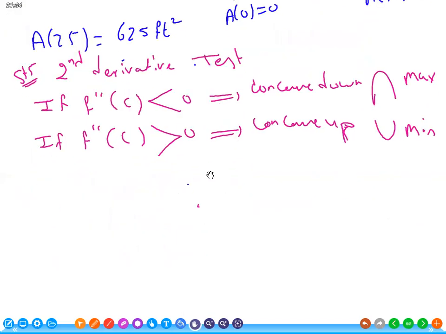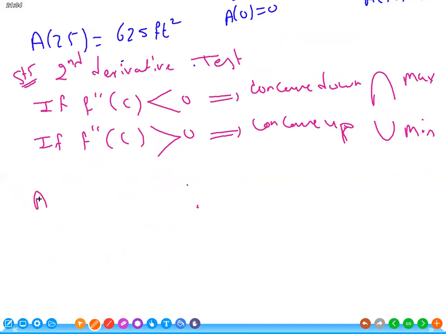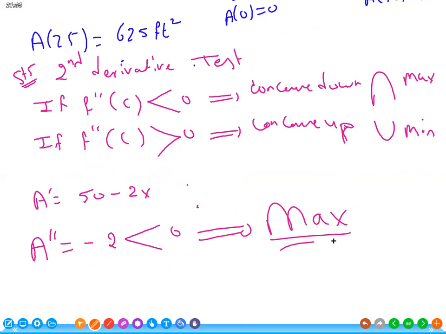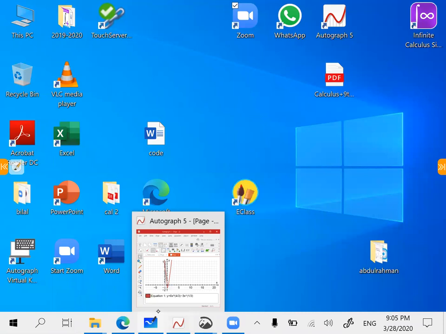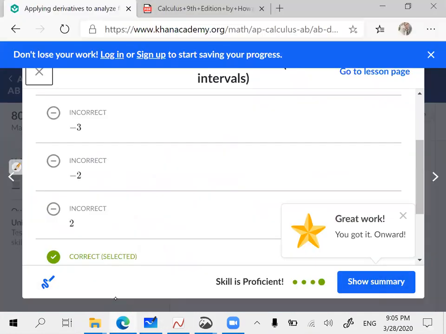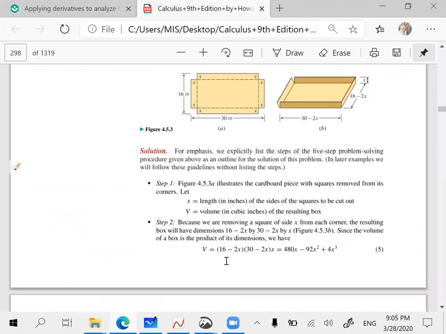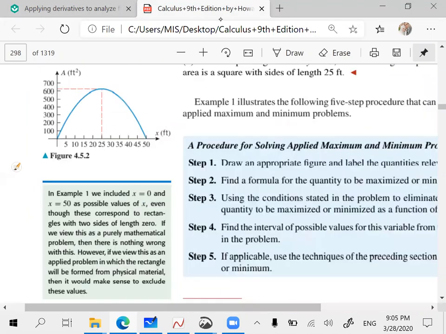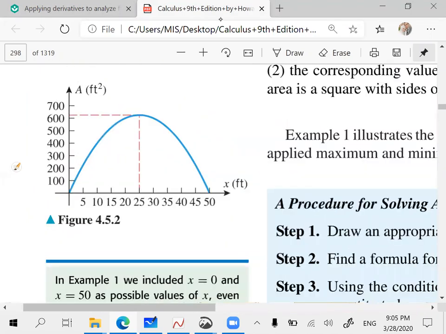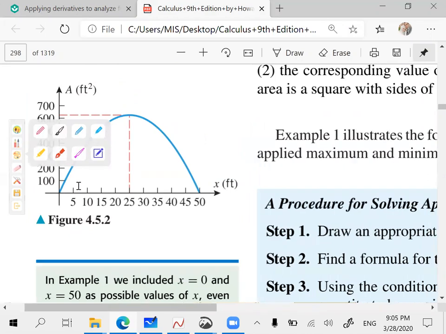So here I want to check. A prime is 50 minus 2x. A double prime equals minus 2, less than 0, so it represents a maximum. And graphically, if you want to see the graph from Khan Academy or any application or in your textbook, example 1, this is the shape. This is a parabola downward.